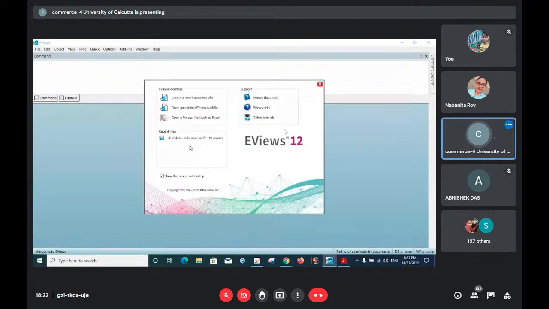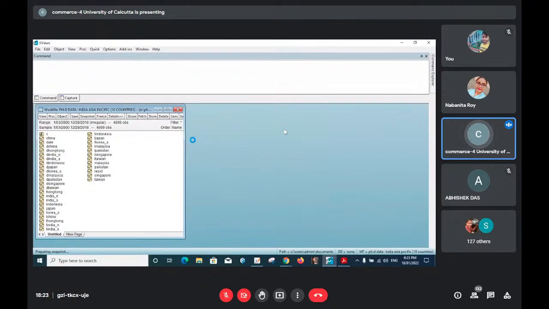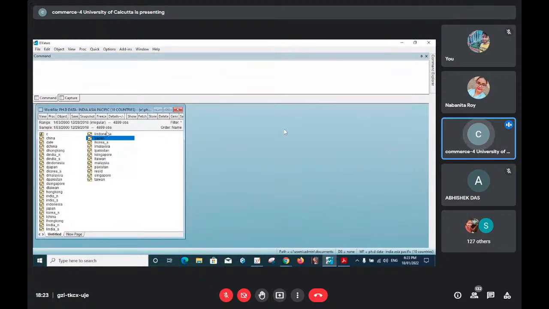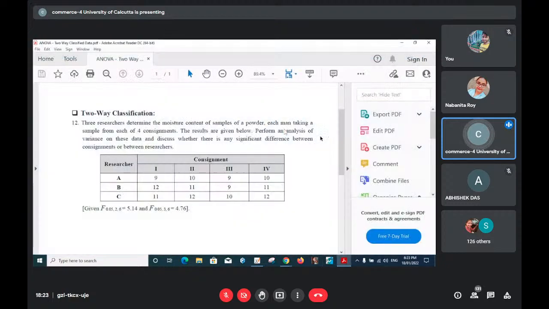I hope you can see. So all these are the data. We generally do examples with 30, 50, 100 observations, but you can see that there are 4,899 observations. You can easily understand what a difficult task it would be with nearly 4,900 observations. So in that case, we should use statistical softwares, and many other softwares are available.